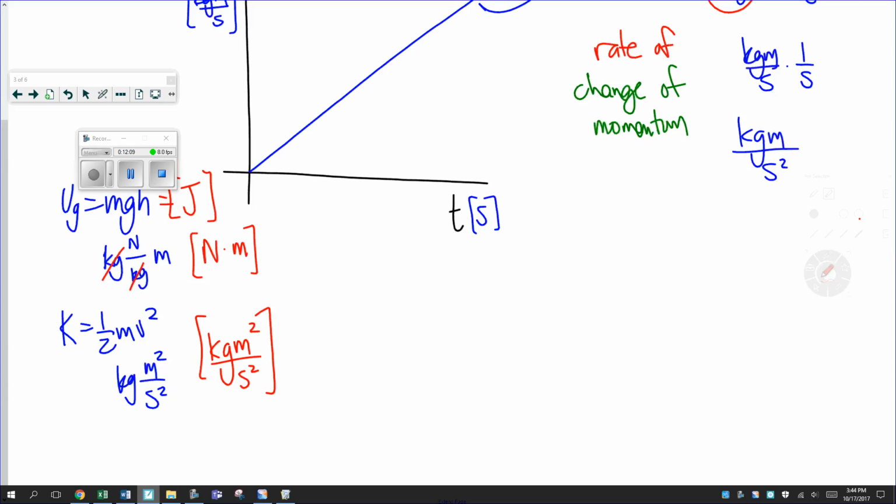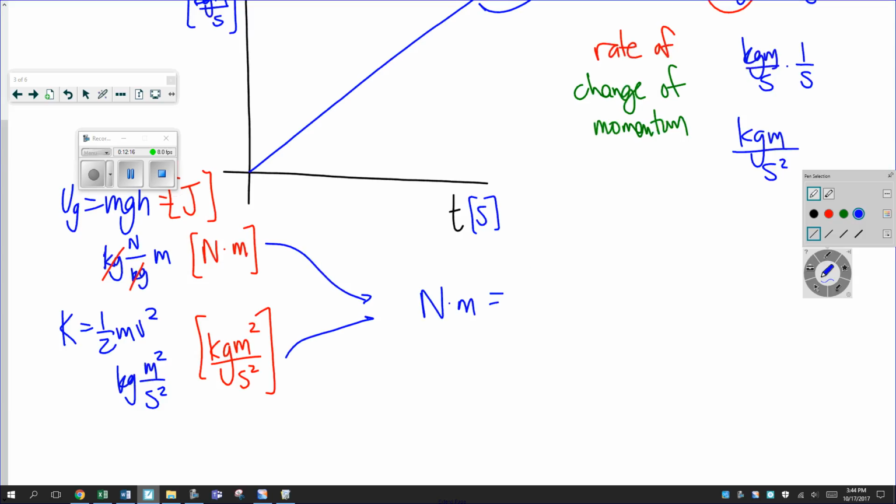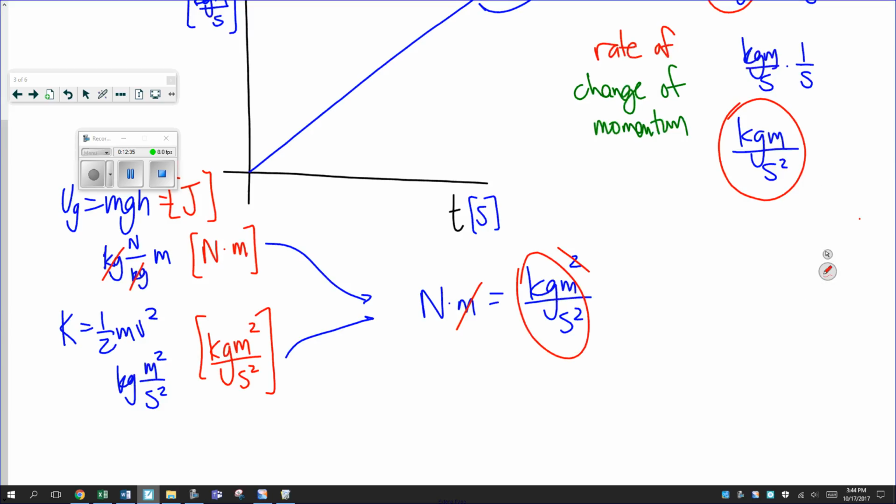Check this out. We take these two. They're both joules. A newton meter is a kilogram meter squared per second squared. Well, I've got a factor of m that I can divide out of both sides. And look what we get: kilogram meter per second squared. Apparently that's a newton. And what's a newton? Well, a newton is a measure of force.